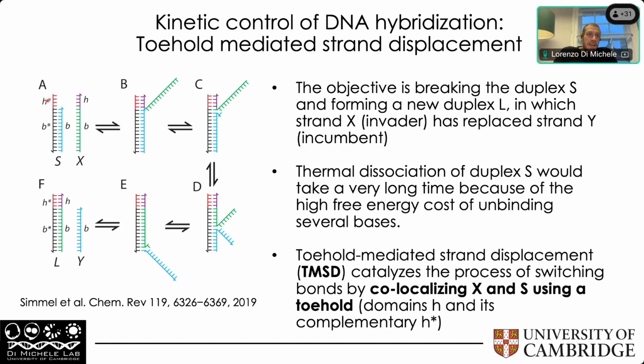So you can have this extra domain called H star, and then you have a complementary domain called H on the molecule X. And this is what you call a toehold. Either of them you can call a toehold. And what this does is that basically colocalizes the molecule X with the duplex S, such that the molecule X can displace the molecule Y one nucleotide at a time through a process called branch migration. So X can displace Y without ever having to completely detach Y.